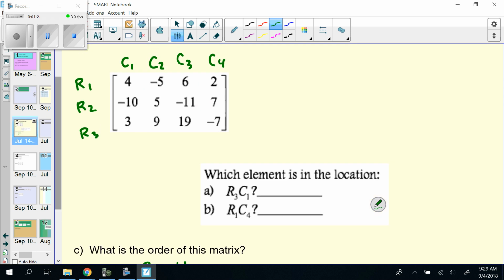Okay, if there are different elements in different locations, and we want to find a specific spot, then you just use it like a table. So row 3, column 1: here's row 3, here's column 1. The element in that location is 3. If you're doing row 1, column 4, the element in that location would be 2.